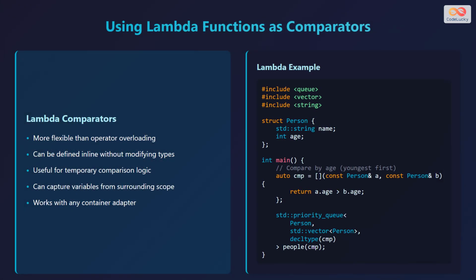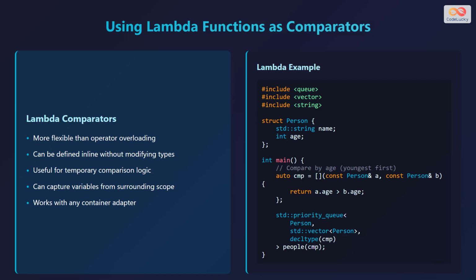Lambda functions offer a flexible way to define custom comparators for priority queues. They can be defined inline without modifying your types, which is useful for temporary comparison logic. Lambda functions can also capture variables from the surrounding scope, making them highly adaptable. They work seamlessly with any container adapter, providing a consistent way to customize comparison behavior.